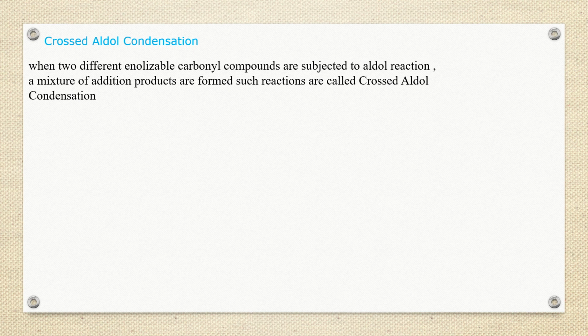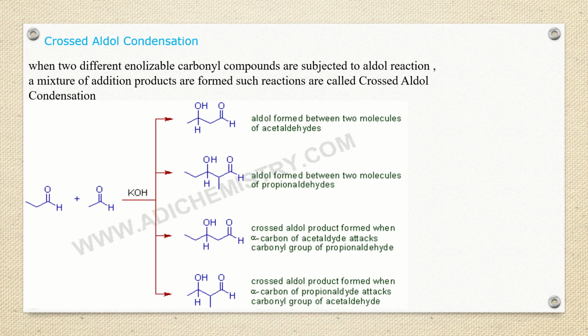Let us go for crossed aldol condensation reaction. Crossed aldol condensation reaction is a reaction in which two different carbonyl compounds are being selected to undergo the reaction. And in case of cross aldol condensation, a mixture of products is obtained. Let us take this example. Here you have propanaldehyde and acetaldehyde. When they are subjected in presence of a strong base, you get four types of products.